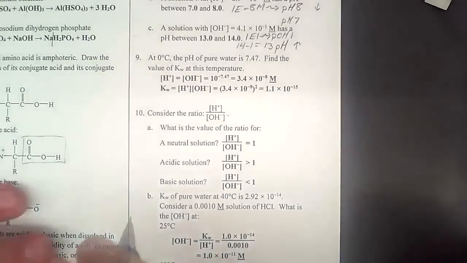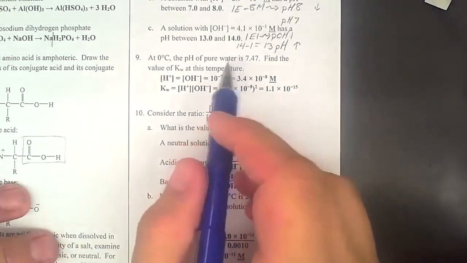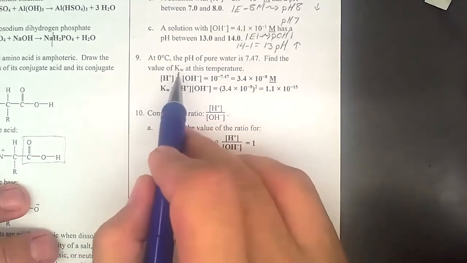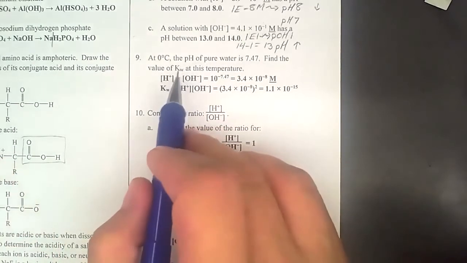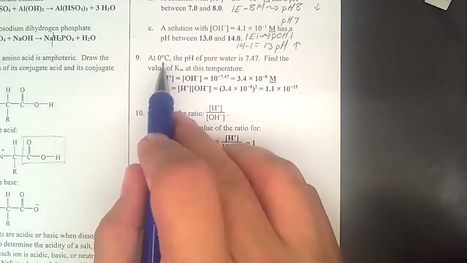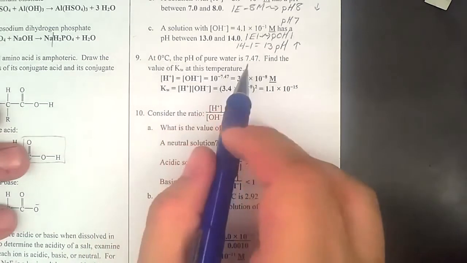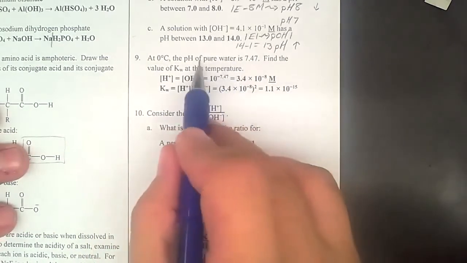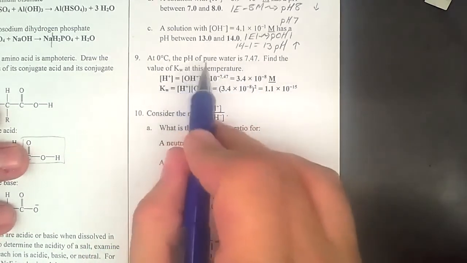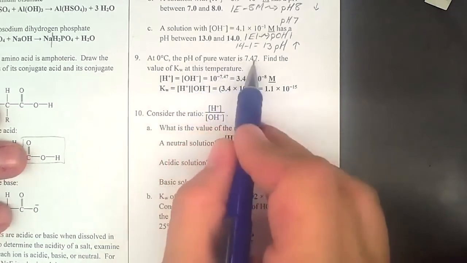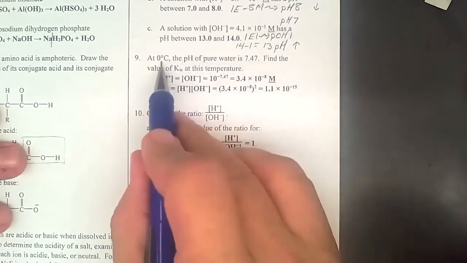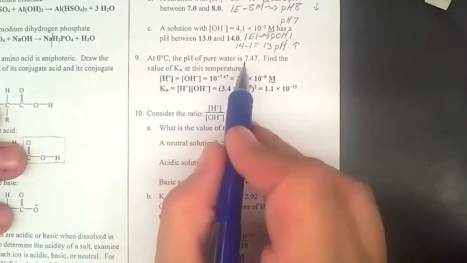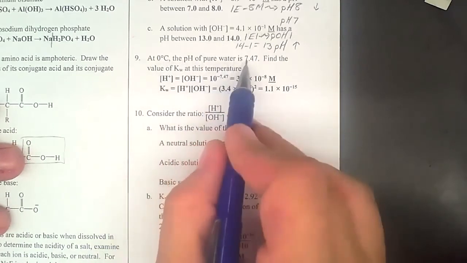This is a question they would never ask you on the real test, but anyway, the KW depends on the temperature, and it's only 1 E negative 14 at 25 degrees Celsius, and they're saying it's 0 degrees Celsius. So they kind of cheated, and it's not 25 degrees. And that really does change KW, and it changes the pH of pure water. The pH of neutral, pure water is not 7 at 0 degrees Celsius. They're telling me the pH of pure water is 7.47.